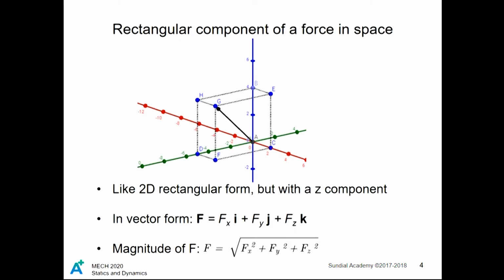The rectangular form of the 3D vector is very similar to the rectangular form of the 2D vector, just that another axis has been added. The vector notation now adds a k component in the positive z-axis direction, and the absolute magnitude includes a squared z component inside the Pythagorean square root.